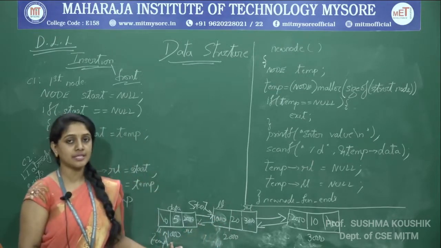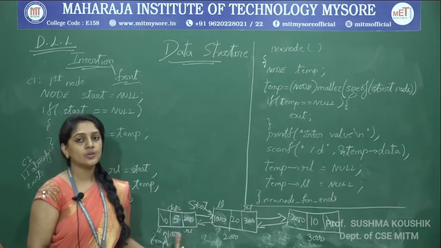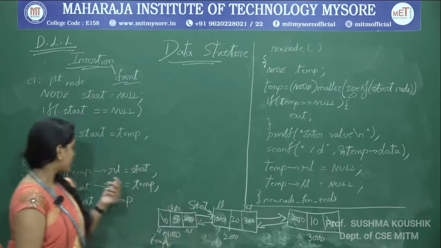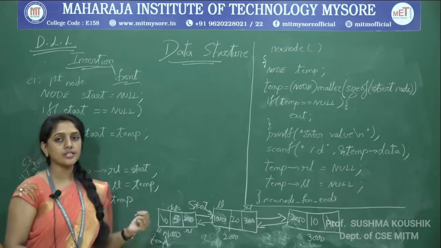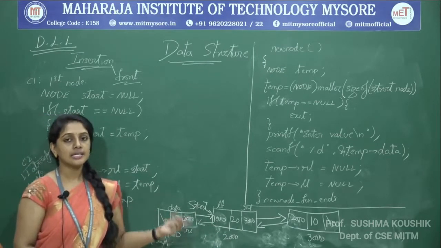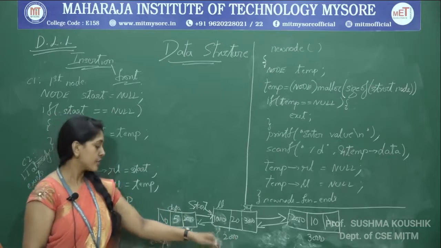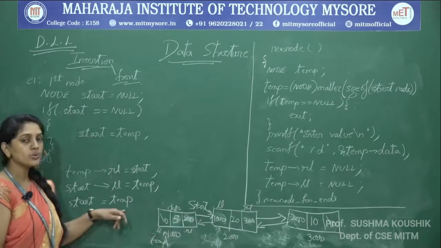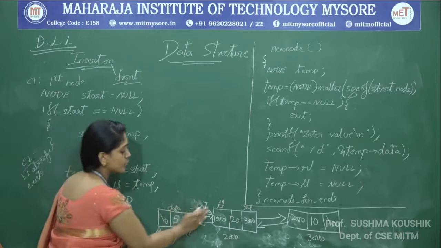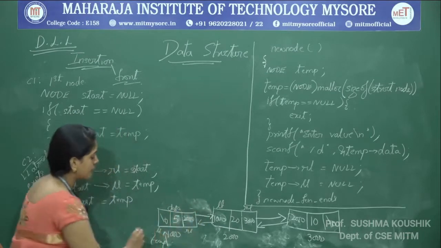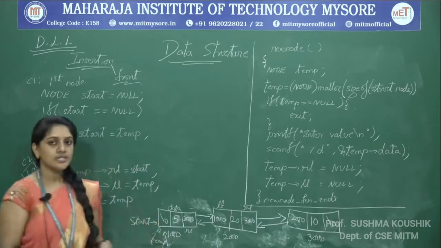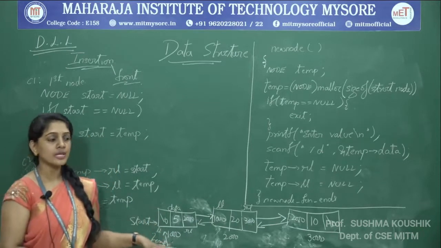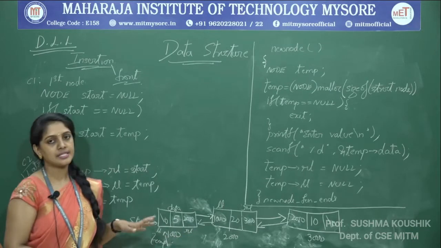Once we establish the double links, the task is over. The node is inserted into the linked list. And now we make sure that the start pointer is pointing to the first position in the existing linked list. So repoint start is equal to temp. Start is no more pointing to 2000, whereas start is pointing to 1000. So this is how the linked list is growing with respect to front insertion.